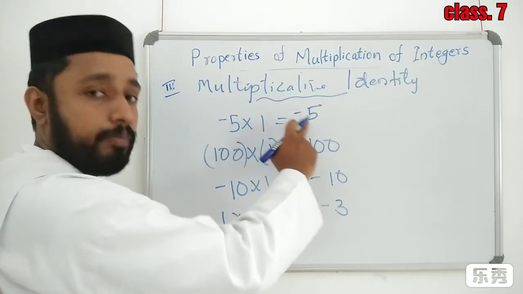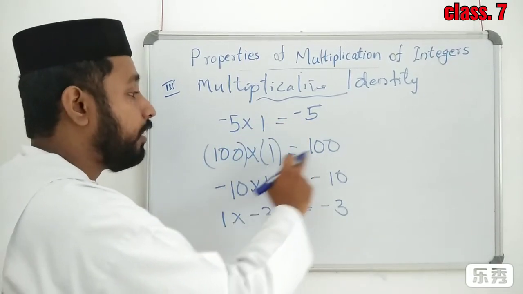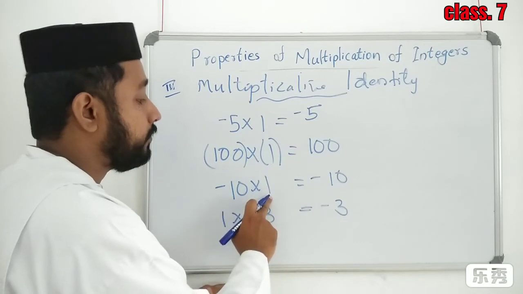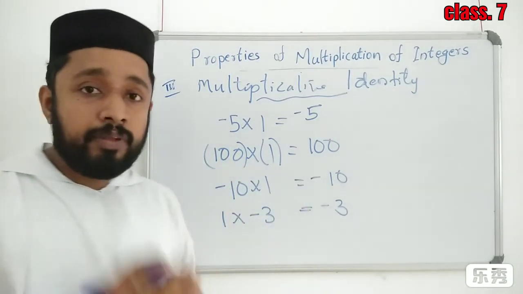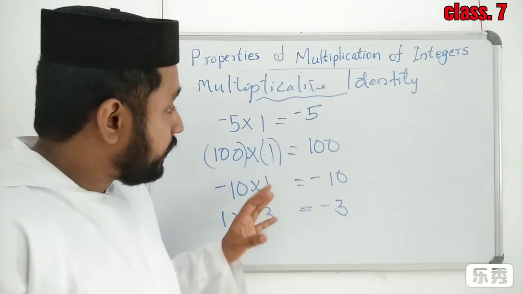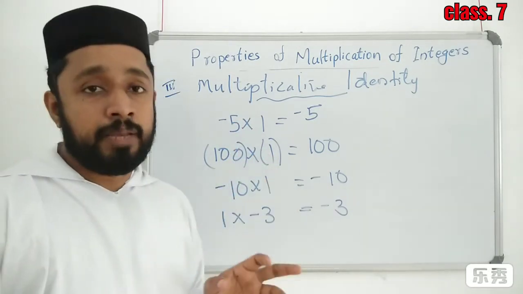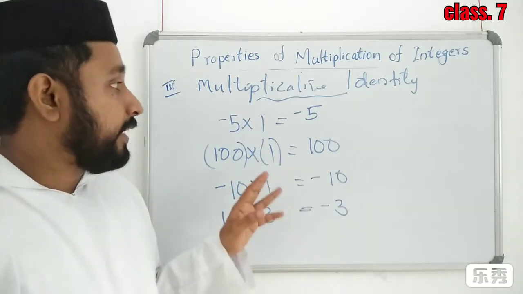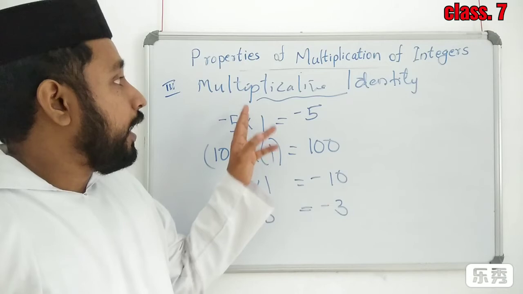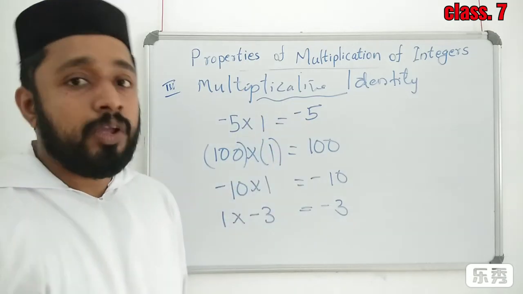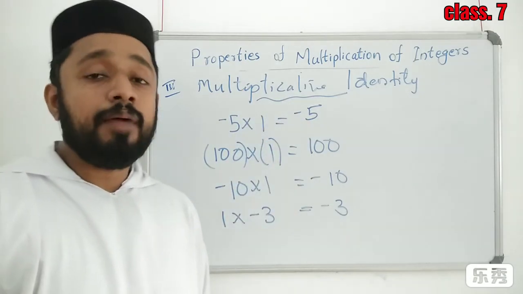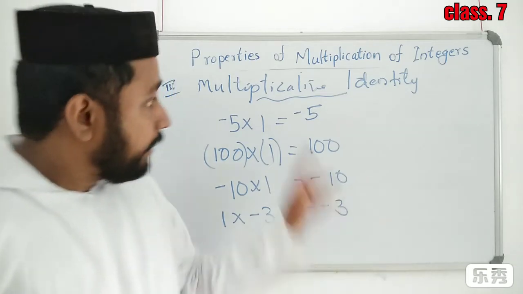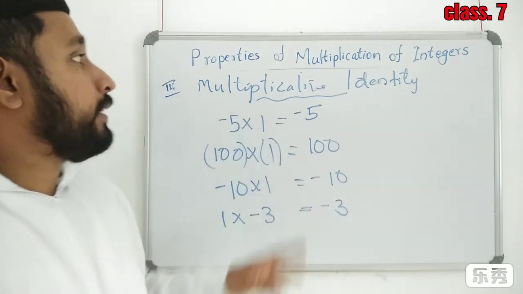Minus 5 into 1, minus 5. 100 into 1, 100. Minus 10 into 1, minus 10. 1 into minus 3, minus 3. So, when we multiply an integer with 1, we will get the same integer. So, we can say that 1 is the multiplicative identity of integers. Where 0 is the additive identity, here 1 is the multiplicative identity.